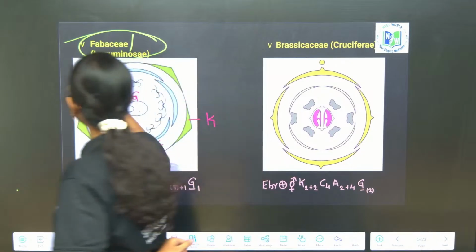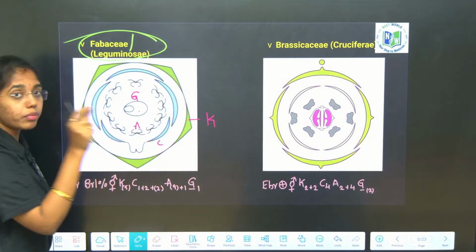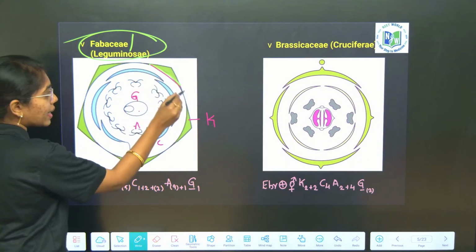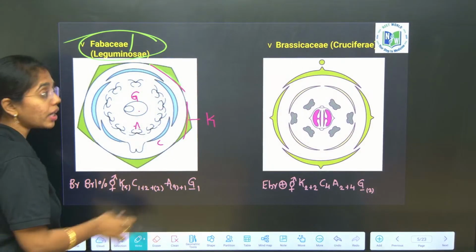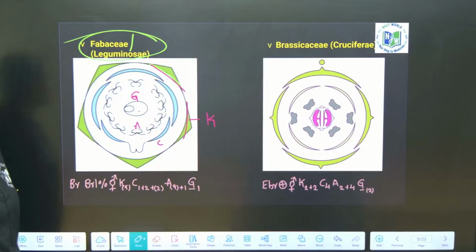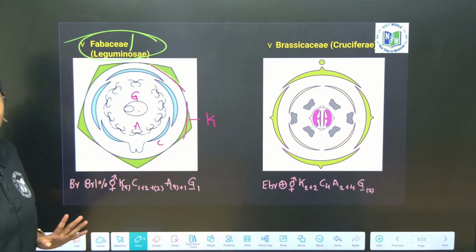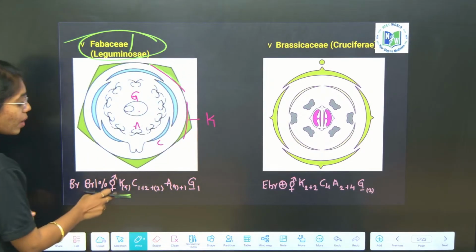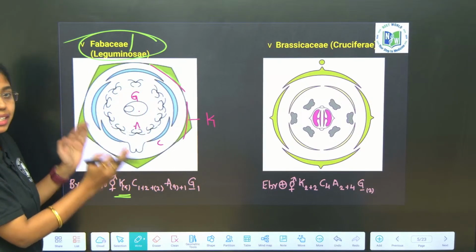Look here, the outermost whorl is what? Calyx. Here in the floral diagram, you can clearly see how the sepals are arranged. They are attached to one another, but you cannot see any overlapping between them, right? They are just attached to one another. This type of sepal arrangement is called valvate aestivation. This calyx follows what aestivation, beta? Valvate aestivation, and they are fused, which shows the gamosepalous condition.